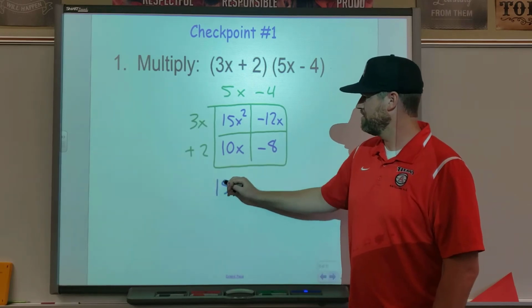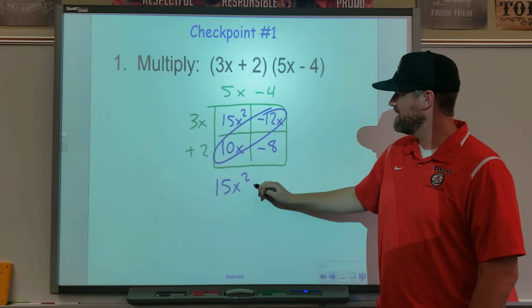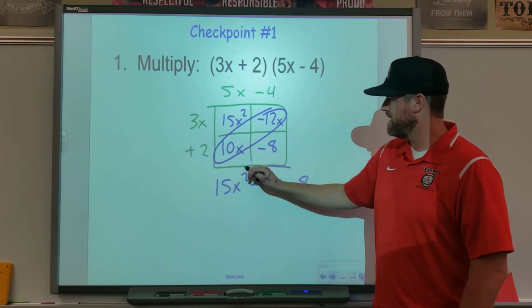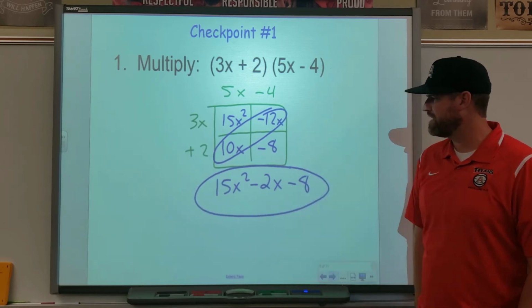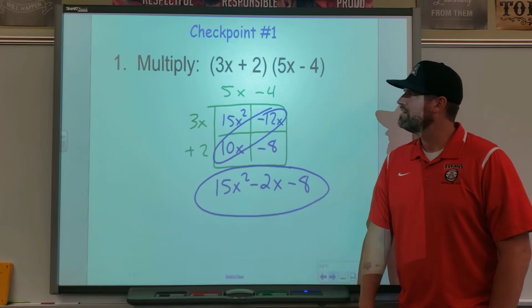Finally, take all those out and combine like terms. We've got like terms that add to a negative 2x, and then our constant of negative 8. So hopefully you got 15x squared minus 2x minus 8. Not too bad.